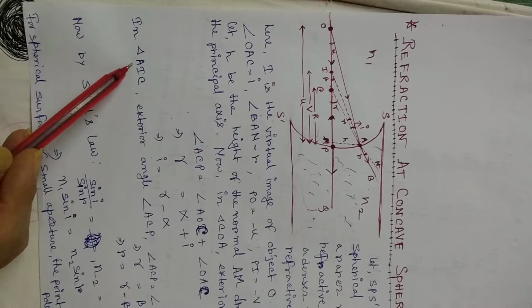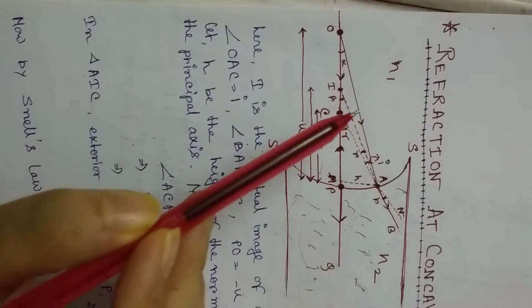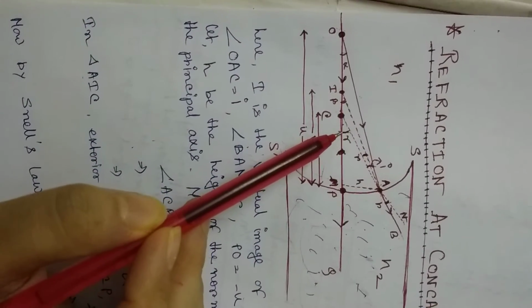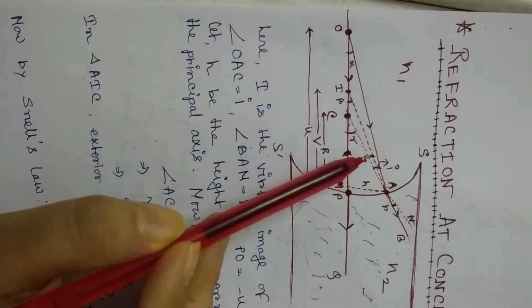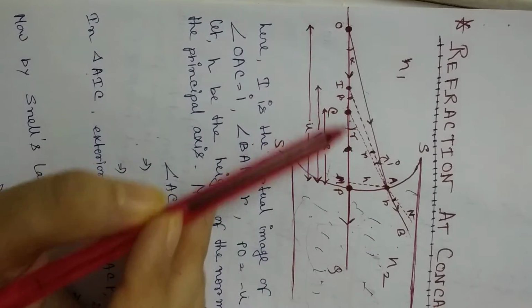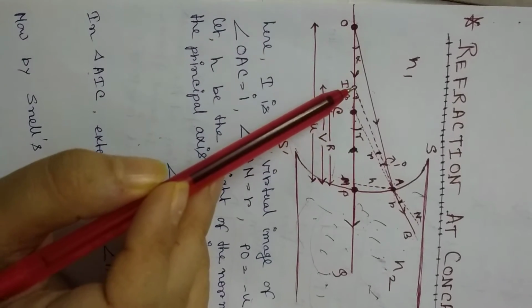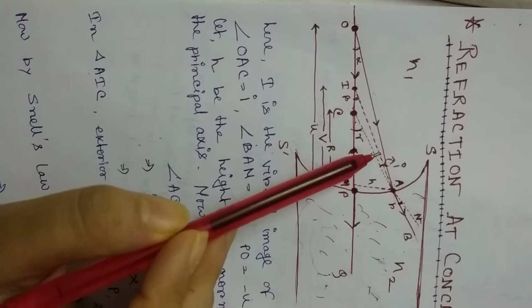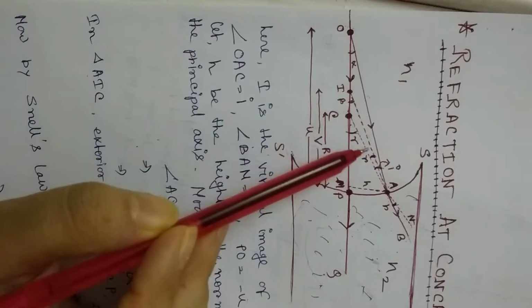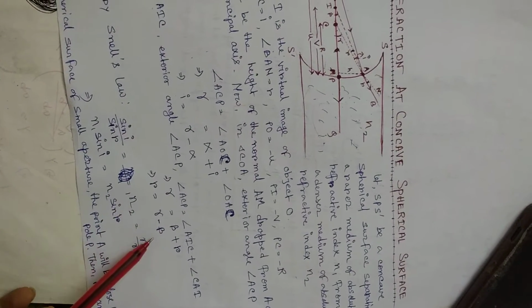Achha, in triangle AIC, this is also an exterior angle. That means this angle equals the sum of these two interior angles. That means ACP equals AIC plus IAC. That means gamma equals R plus beta, because this is R and this is beta. So gamma equals R plus beta, so R equals gamma minus beta.